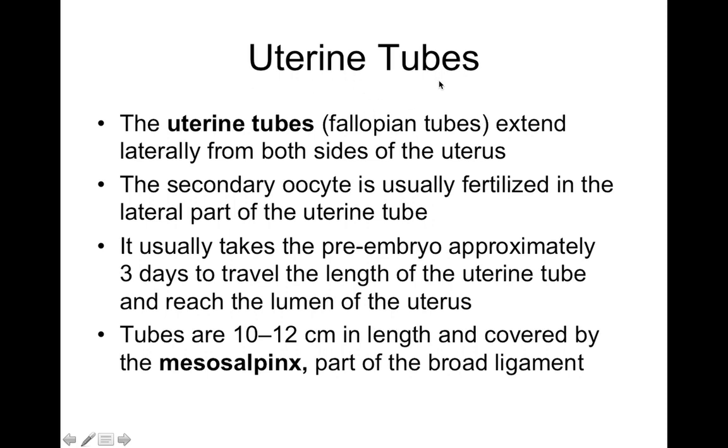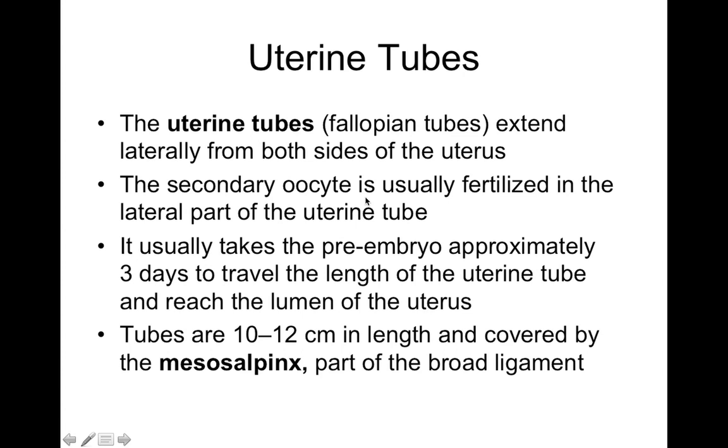All right, so we're going to pick up here and talk about the uterine tubes. The uterine tubes are also called the fallopian tubes. They essentially extend laterally from both sides of the superior part of the uterus. The secondary oocyte is usually fertilized in the lateral parts of the uterine tube. Then that fertilized egg is transported medially towards the uterus through the ciliary action of the epithelium that lines the inside of the uterine tube.